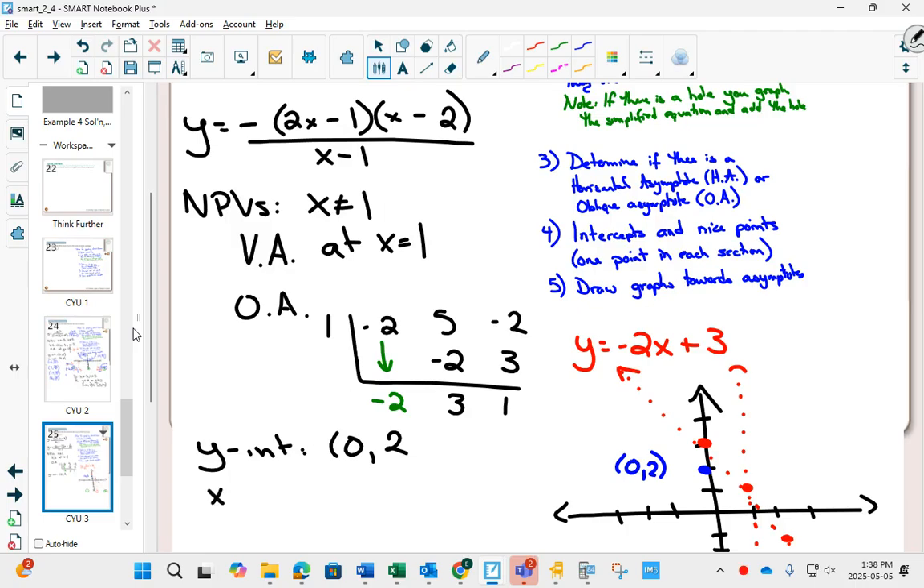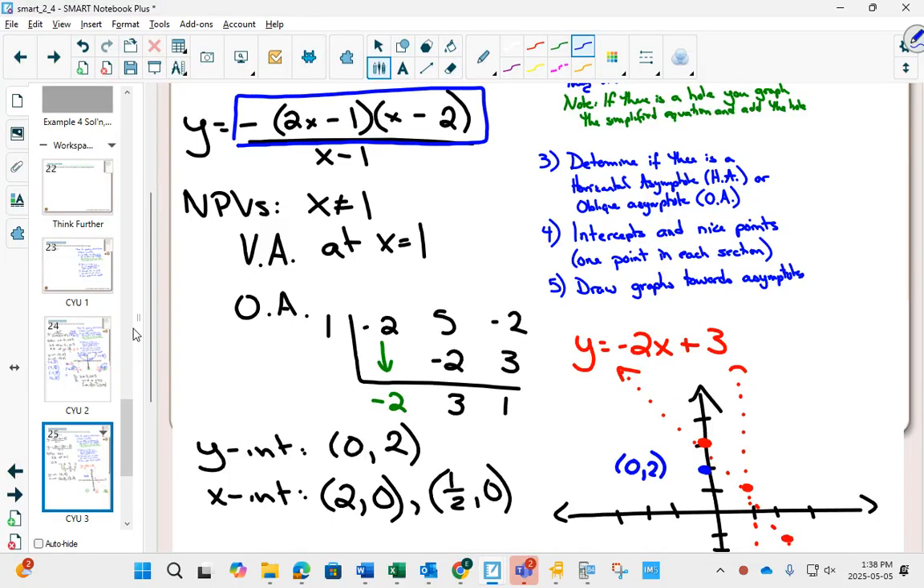X-intercepts. Plug in 0 for y. Look at your factored form in your numerator up there. We would have one x-intercept at 2, 0, and the other x-intercept at 1/2, 0. I'm looking at my numerator, especially in the factored form: what values would make that numerator equal to 0? And I can label those points. 2, 0, and 1/2, 0.